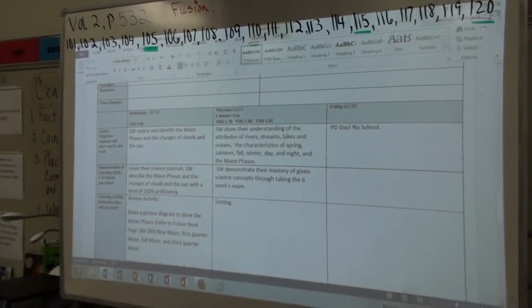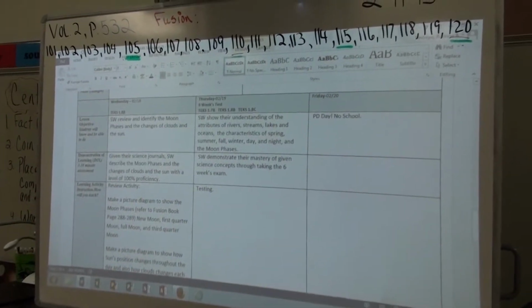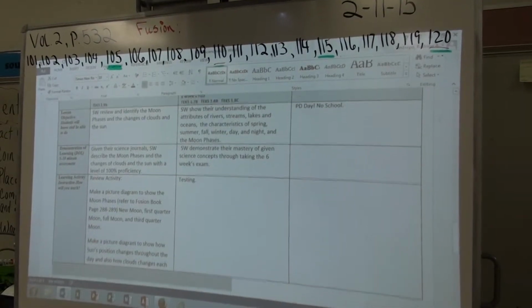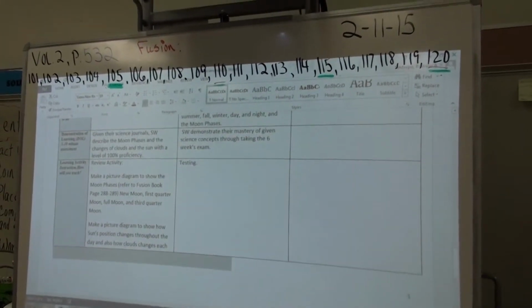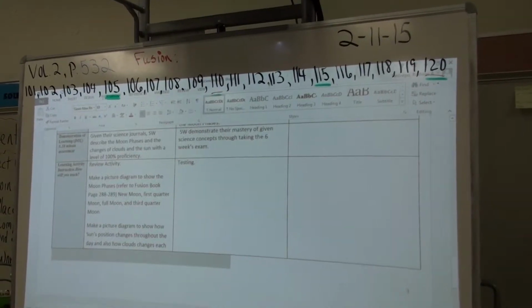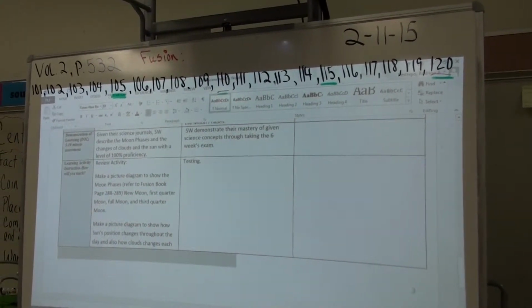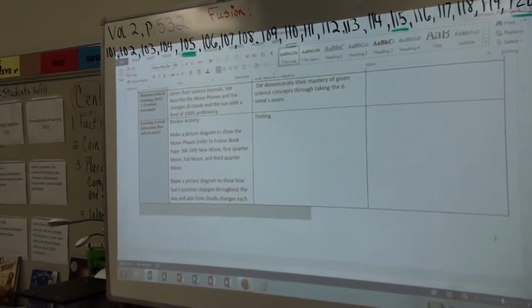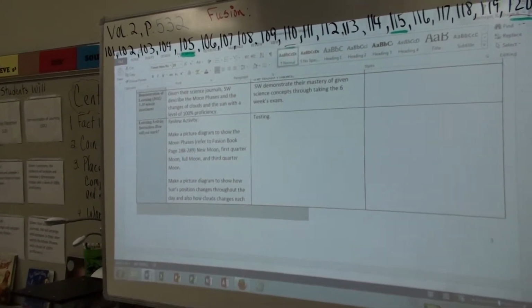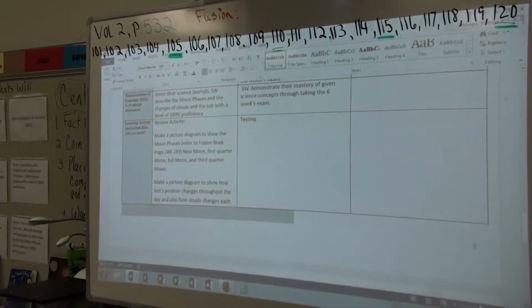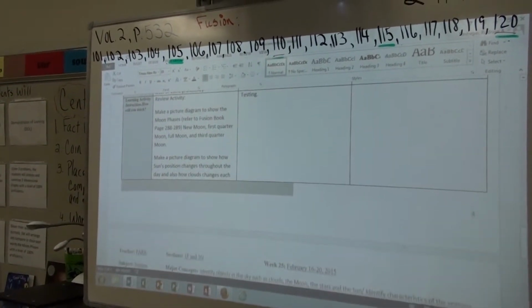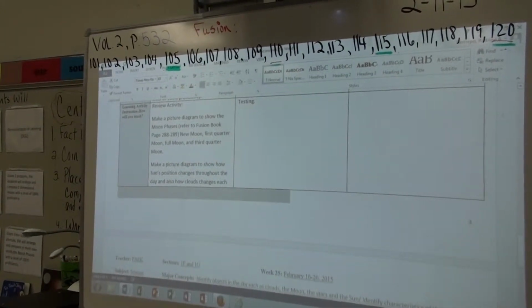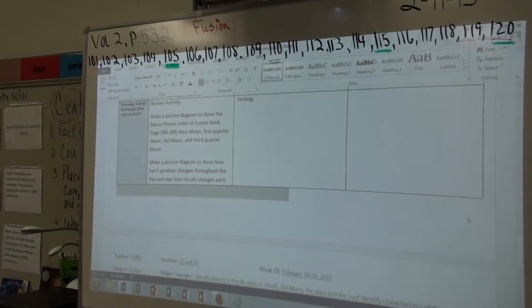Wednesday, 1.8b, moon phases and changes of clouds and the sun. You can make a picture diagram to show the moon phases. We can refer back to the fusion book. There's a description and everything in it, so you can review that. I have a book about the moon changes. So what do they really need to know? That it changes, the shapes, and it is full moon, quarter moon, third quarter moon.